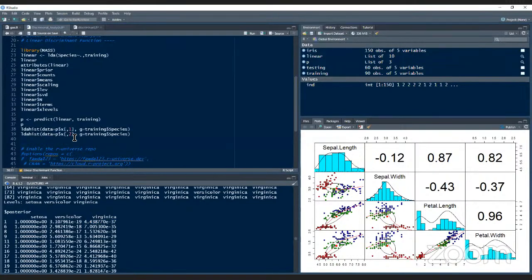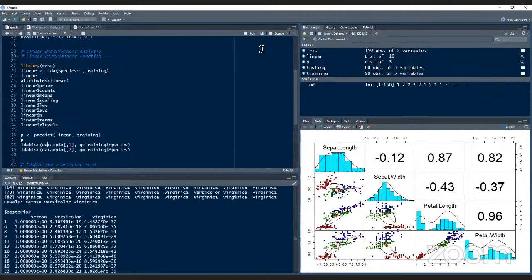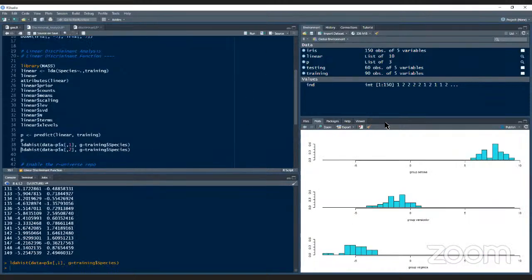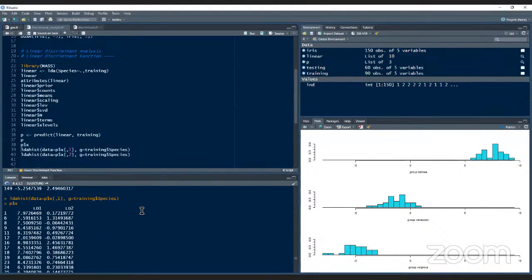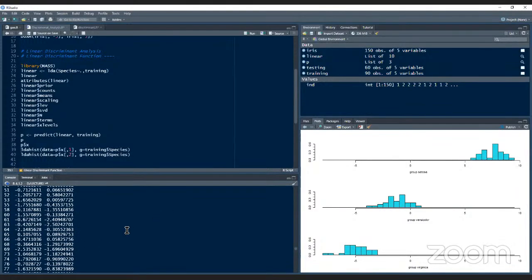Now the same we can visualize with the help of a histogram. While we are writing LDA hist, meaning linear discriminant analysis histogram, in data we are giving PX. What is PX? PX dollar X is, let's run and see what this is. So these are the scores using this LDA function for coefficients taken from the first one. And if we run for the second one, this is this.